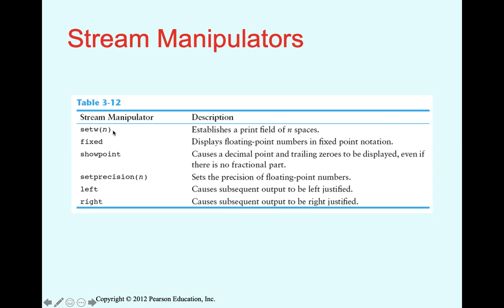So here is an explanation of these functions. setw gives you a space where you can print the number. Fixed displays floating points in fixed point notation, so it does not show it in scientific notation or any other notation. Showpoint causes the decimal point and trailing 0 to be displayed even if there is no fraction. So even if the number is an integer, it will show something like point 0. setprecision tells you how many numbers after the decimal point you need. And left and right tell you whether the number should be written on the left or the right of the window that we decide when we write setw.